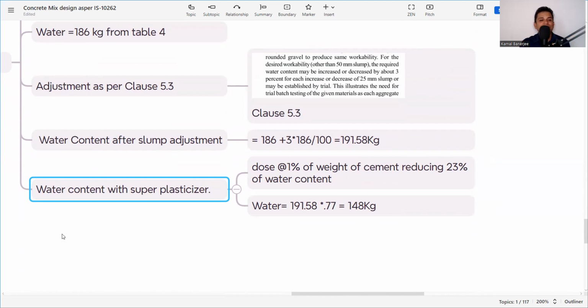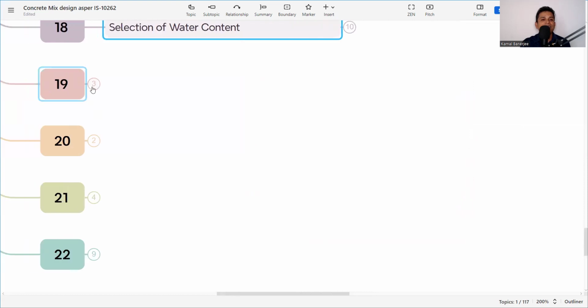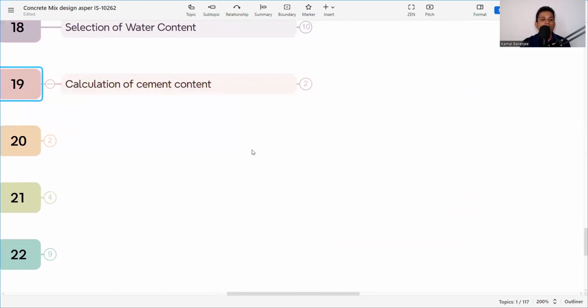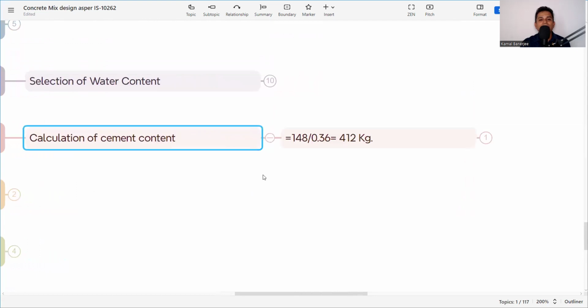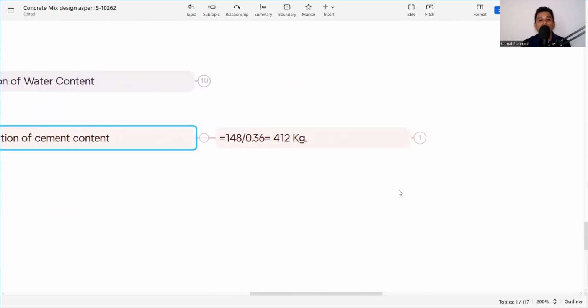Next, whenever I find out the water, the next part is calculation of cement content. So what is my water cement ratio? That was 0.36. Remember, we found it from the graph. Now I got 148 kg per cubic meter, that is my water. So 148 divided by 0.36 will be 412 kg, that is my cement consumption for 1 cubic meter of concrete. So this is 412 kg.